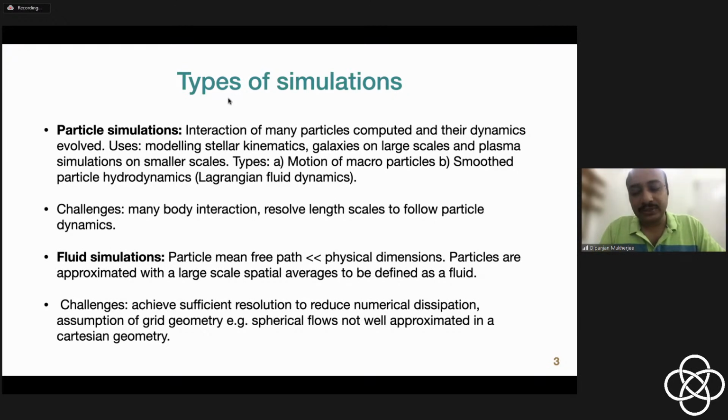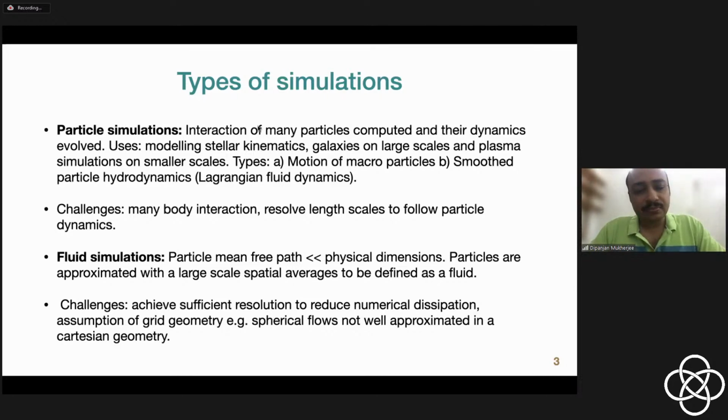Of course, in the fluid description, more tricks have evolved. For example, the adaptive mesh refinement. We have nested meshes or nested grids which are denser in certain locations and rarer in certain locations, but that leads to loss of errors when you're actually computing the equations. So that is particle simulations.